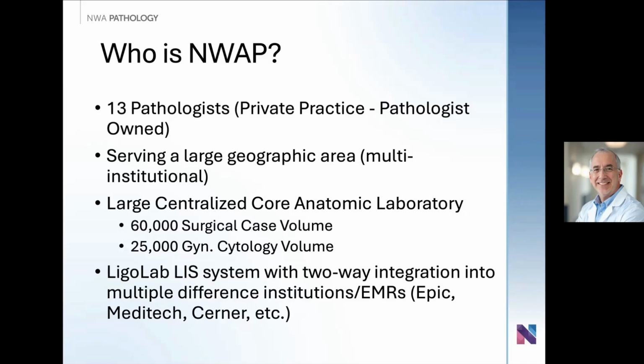We use LegoLab as our laboratory information system, and we maintain two-way integrations with multiple institutions and EMR platforms, including Epic, Meditech, Cerner, and other less known systems.